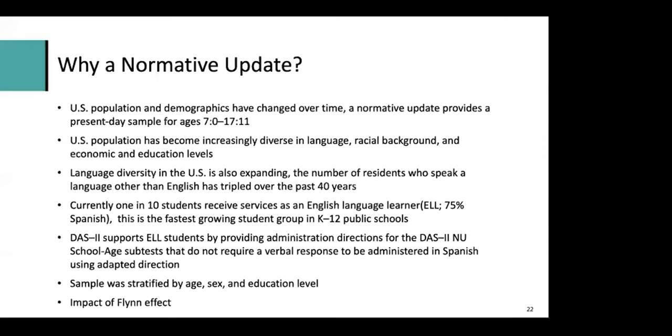Now, why do we want to have a normative update? Well, over the past decade, there's been a shift in demographic composition of the United States. The population is increasingly diverse in language, in race background, in economic and educational levels. As of 2022, the US Census reported that the foreign-born population living in the US was 46 million, or roughly 14.2% of our entire population.